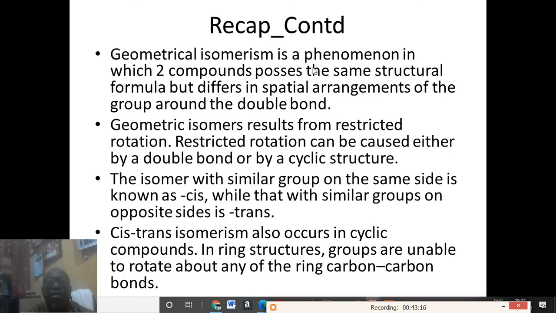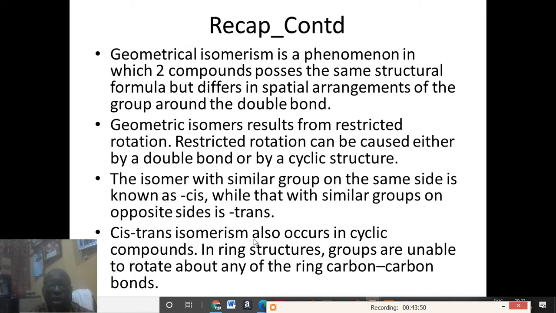Geometrical isomerism is a phenomenon in which two compounds possess the same structural formula but differ in spatial arrangement of the groups around the double bond. Geometric isomers result from restricted rotation. Restricted rotation can be caused by either a double bond or a cyclic structure. The isomer with similar groups on the same side is known as the cis isomer, while that with similar groups on opposite sides is the trans isomer.